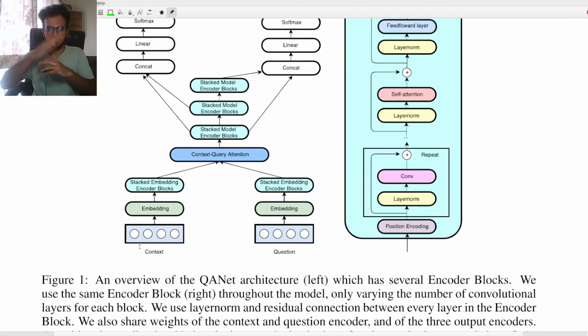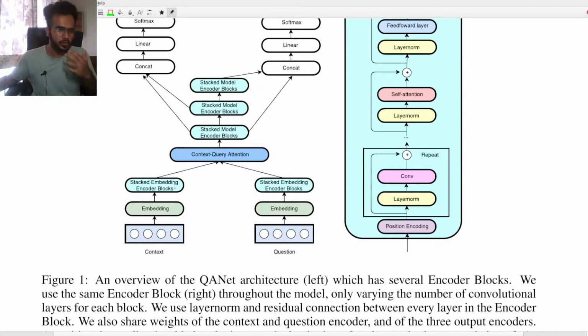So we have context as input, then we have questions as input, and then we use pre-trained embeddings. We generate the embeddings for the words. So the context and question, like the comprehension and the question, are passed through embeddings. The word embeddings are generated.